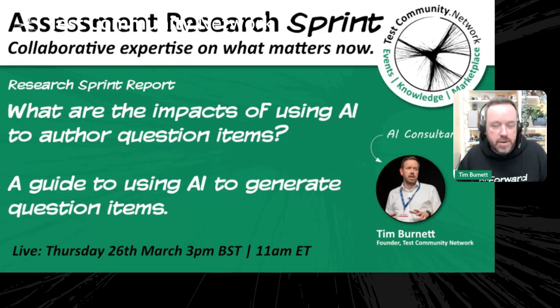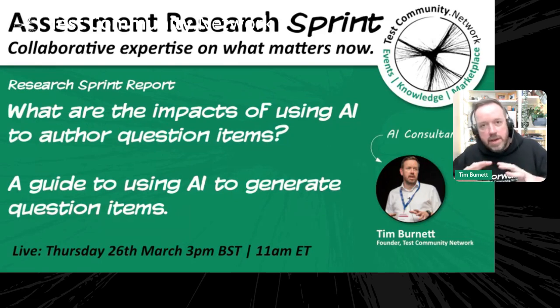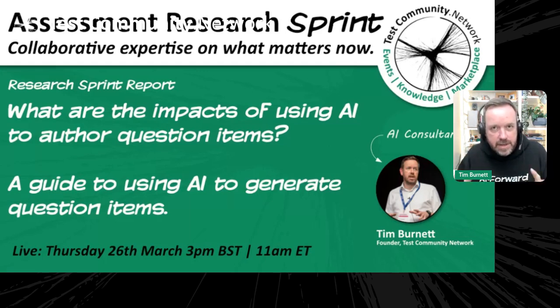Welcome to today's webinar. We're going to be looking at some research that's been done using the sprint research approach that we've taken for the test community network. I'll unpack that in a little more detail, but we're going to be looking at the impacts of using AI for authoring items, based on the findings of this research sprint, and looking at the guide and some really quite exciting stuff to go with it.